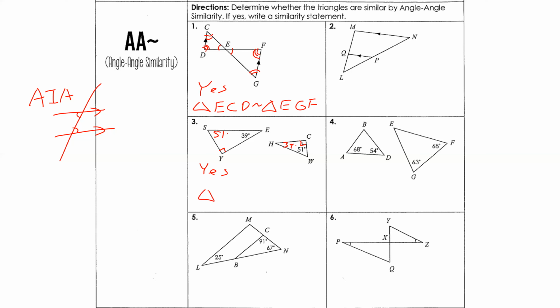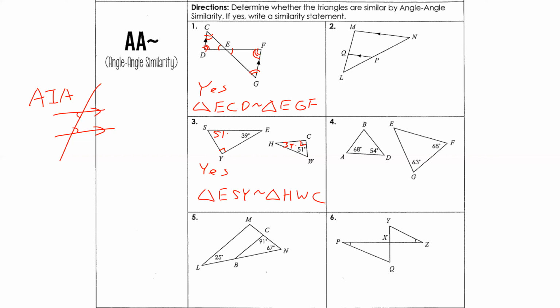The triangle, I'm just going to go smallest angle to biggest angle. Triangle ESY is similar to triangle HWC. Again, are there different ways I could write that? Sure. So that would be one order that works.